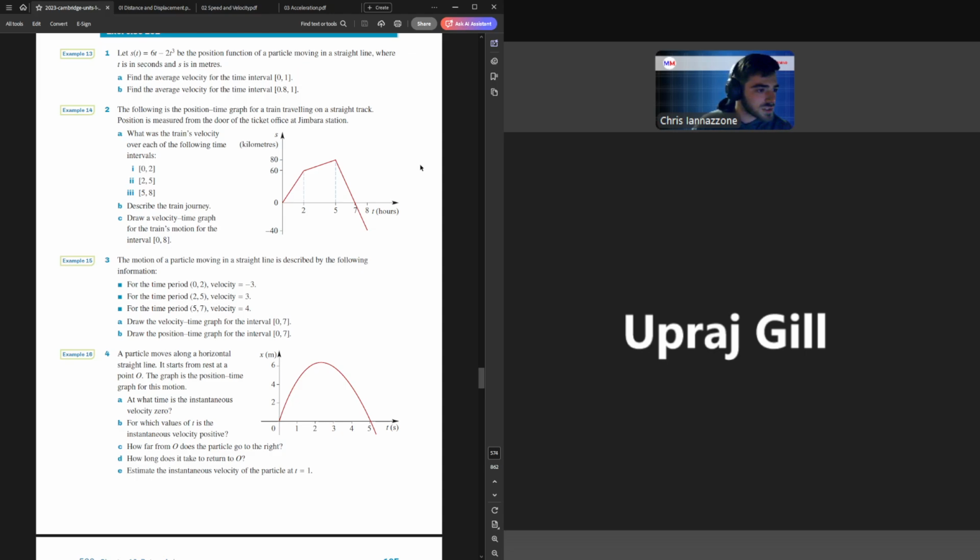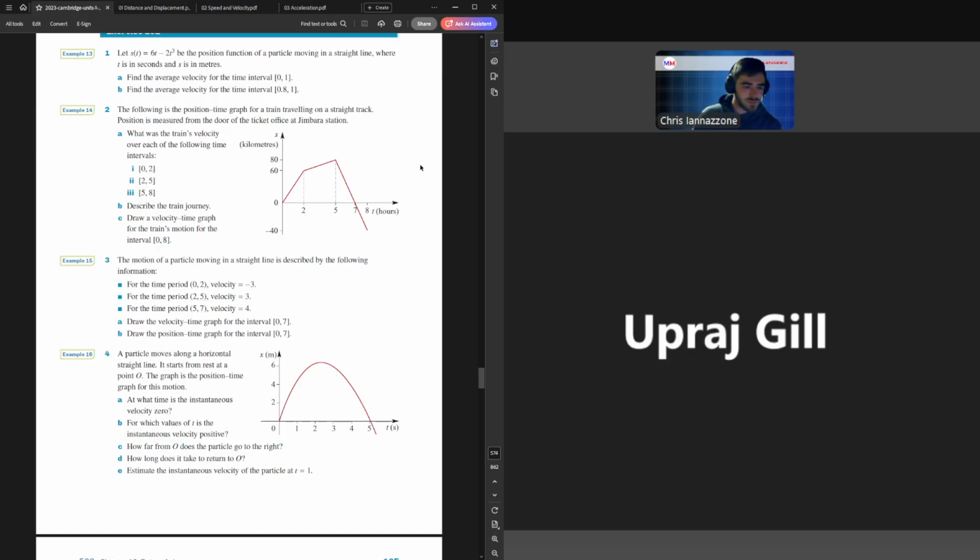Essentially, when you're describing that journey, even though it's going down, you would say that it's moving left, towards the front door of the ticket office, because it's already not at the ticket office. It's already 80 kilometers in the right direction. Okay.